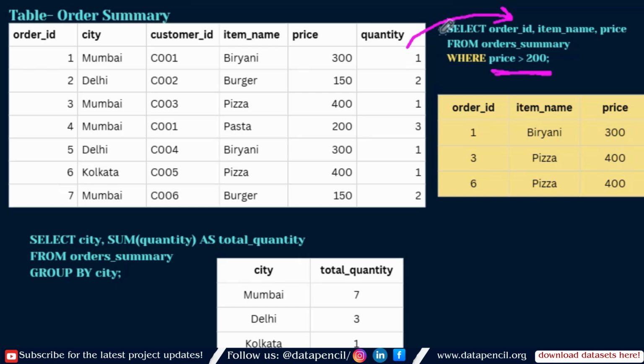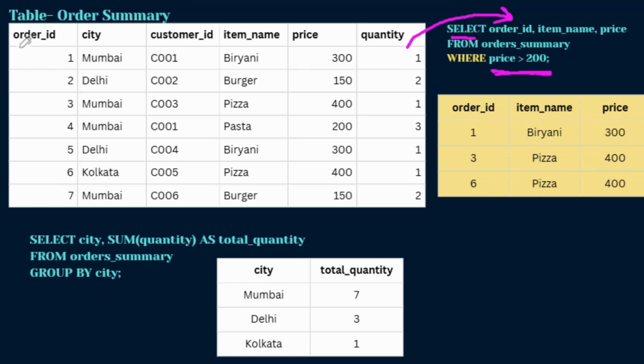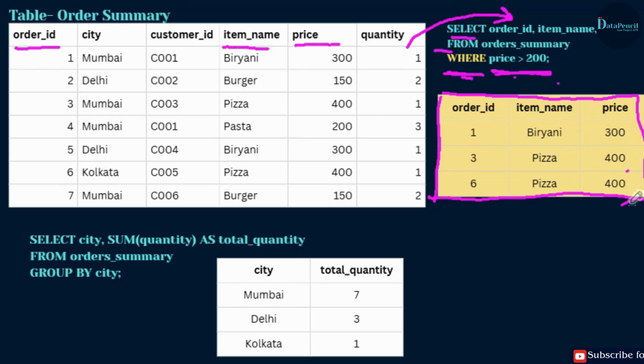Alright, so what we will do, we have to simply select the columns. So we have written here select, what to select, order ID, item name and the price. Then we have to mention the table name, so from order summary table. Now we want to extract those data only where prices are greater than 200. So we mention this condition here where price is greater than 200. So after doing this, the result that we have obtained is this. All those items whose price are greater than 200 is in front of us.